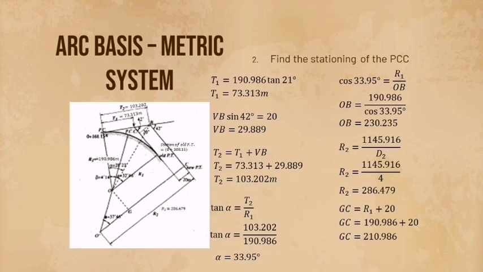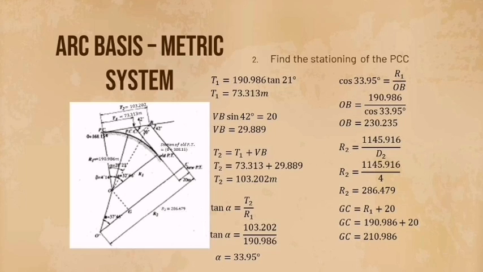So tangent distance equals 190.986 tan 21 degrees. If we compute that, we will get the answer of 73.313 meters. Next, BB sin 42 degrees equals 20. If we compute that, we'll get the answer of BB equals 29.889.